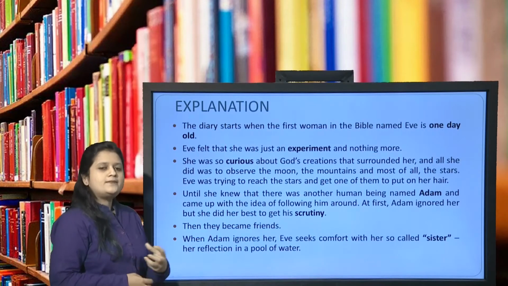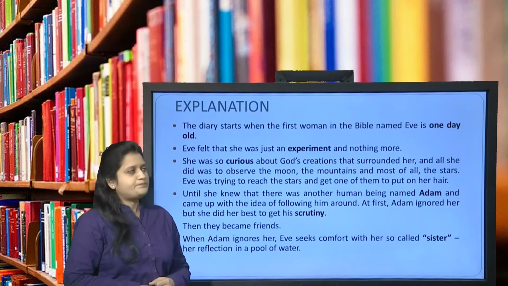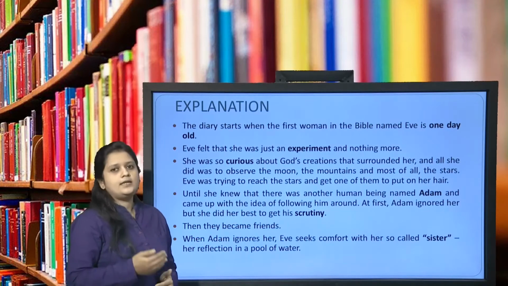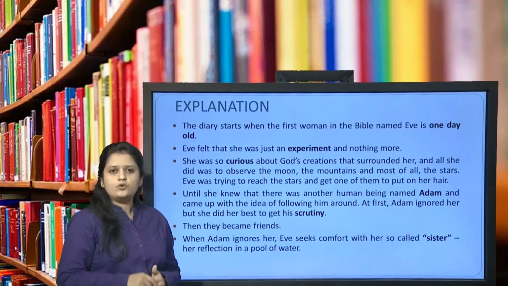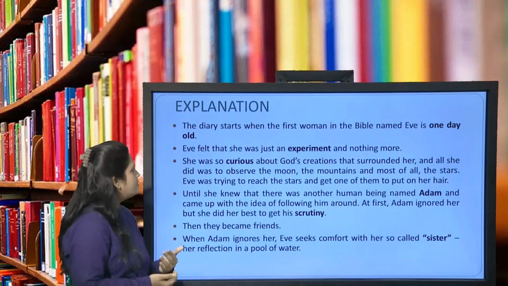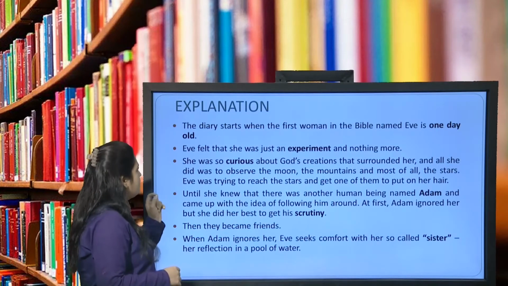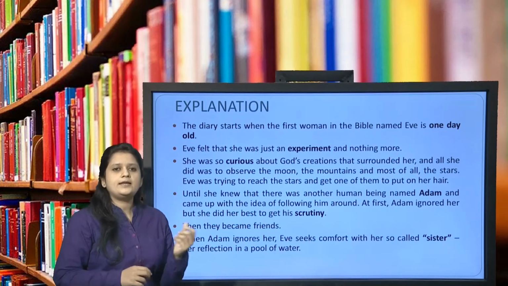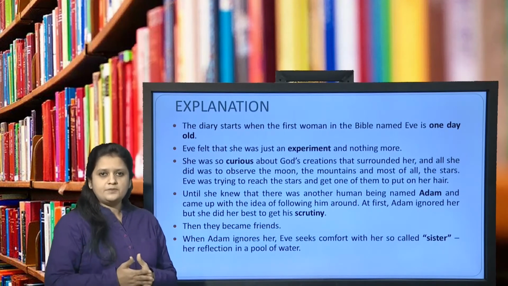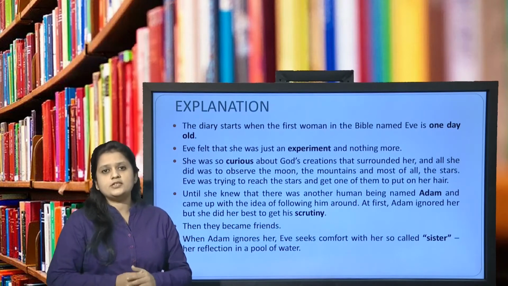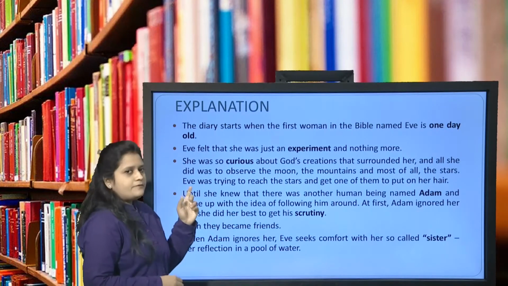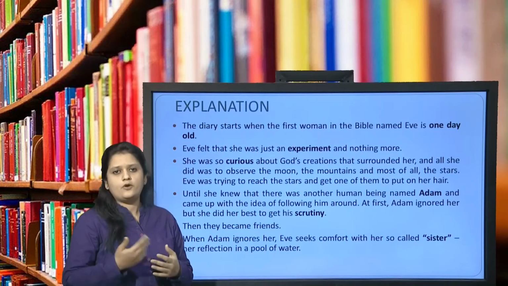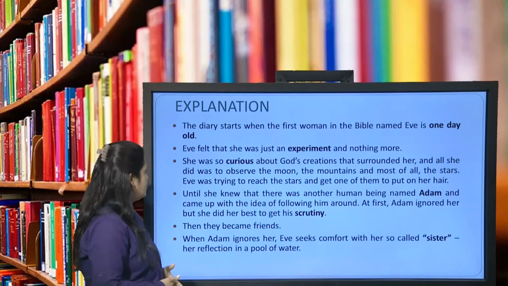Now, what is actually the content of Eve's Diary? It is Eve's account and it begins when the first woman in the Bible, named Eve, is one day old. She's just born and the very next day she starts writing her own experiences. Eve felt that she was just an experiment and nothing more. Right? In the beginning it is mentioned that God created Adam, and from Adam's ribs, Eve was created to be his companion. So Eve feels that she is nothing more than an experiment, and maybe there is no other purpose of her belongingness in the Garden of Eden.